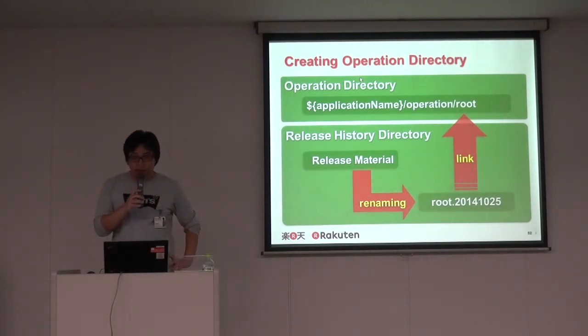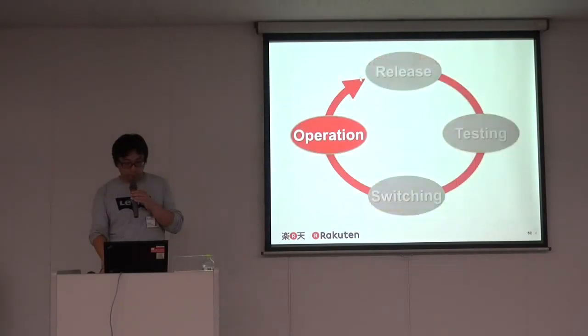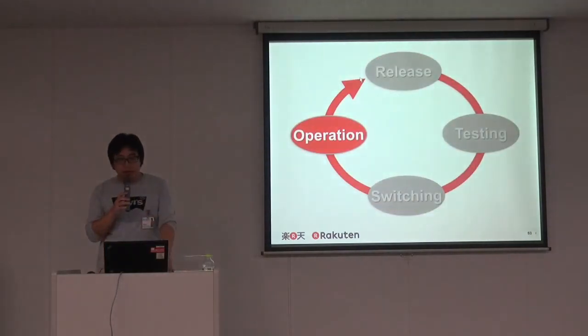After switching the application, the release material needs to be renamed to a name including the switched date, and this directory will be linked to the directory for operation. The release material and the production environment will point to the same place, and the linked directory will be used for operation of the production environment. Now, we need to operate the production application.